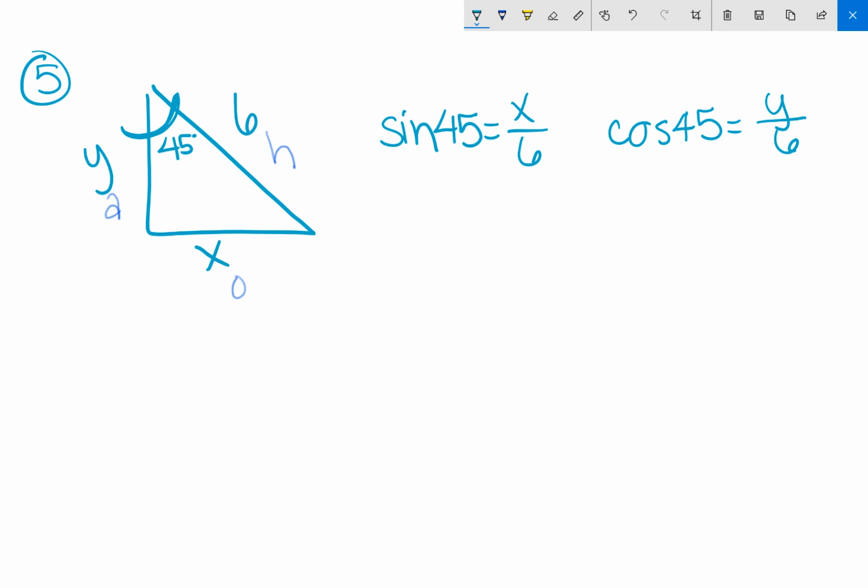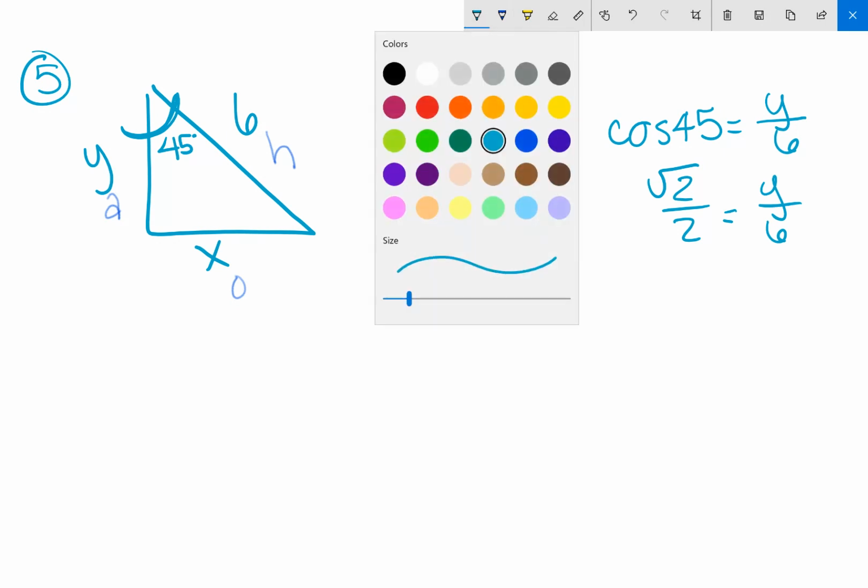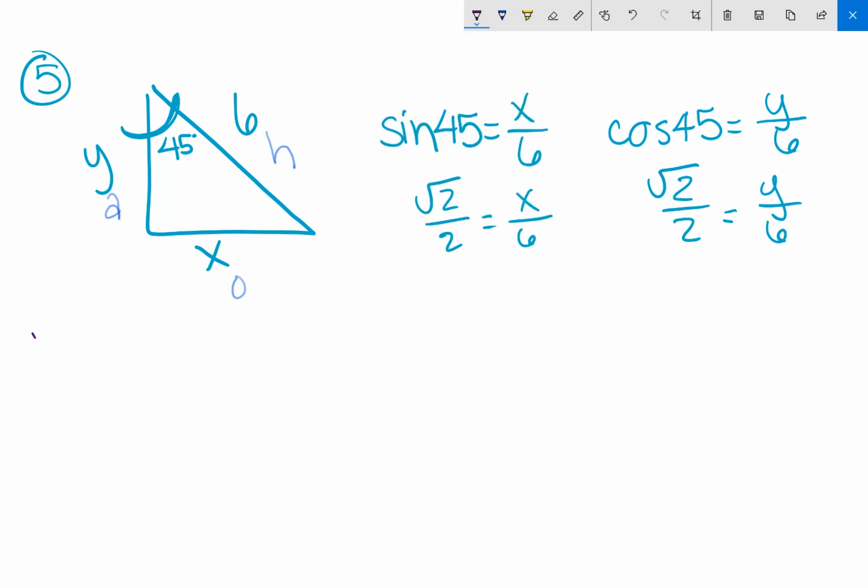And then you'll plug in those values. So remember, this is square root 2 over 2. And cosine is square root 2 over 2 as well. And then you'll cross multiply and solve. I'm going to see if I can squish another on here.